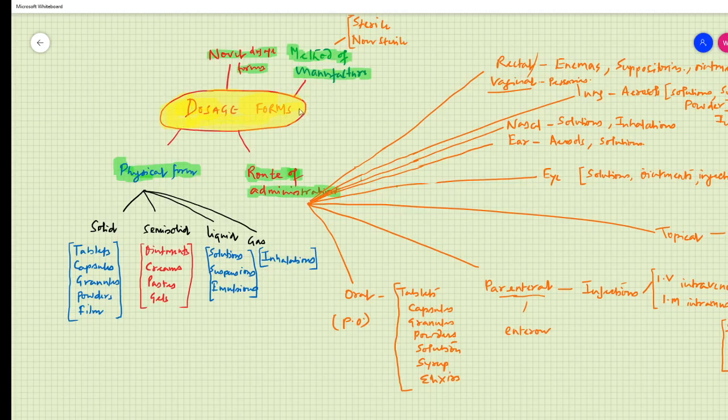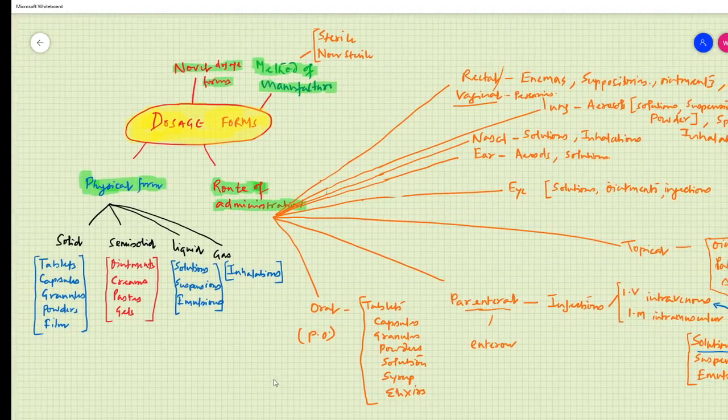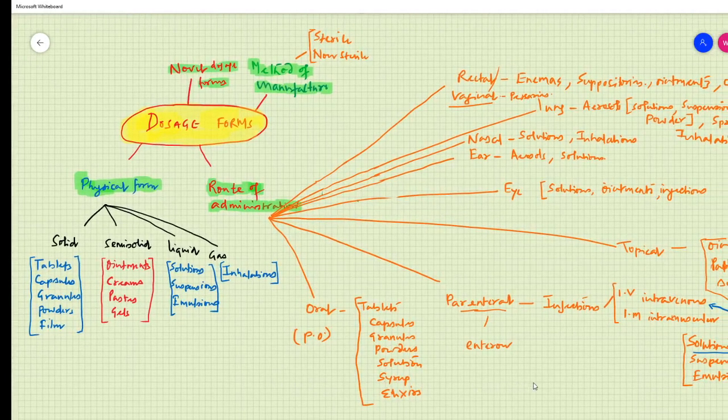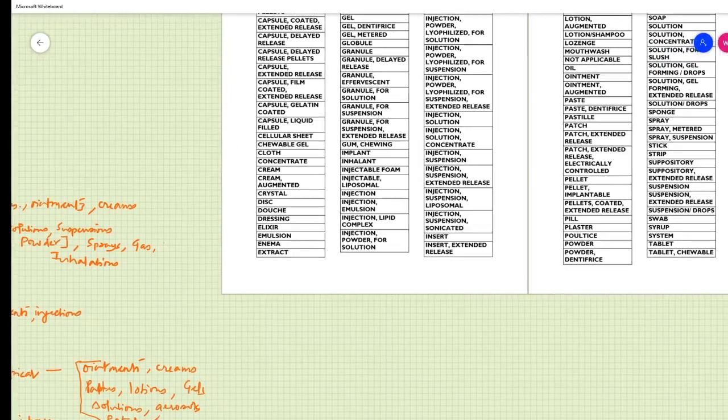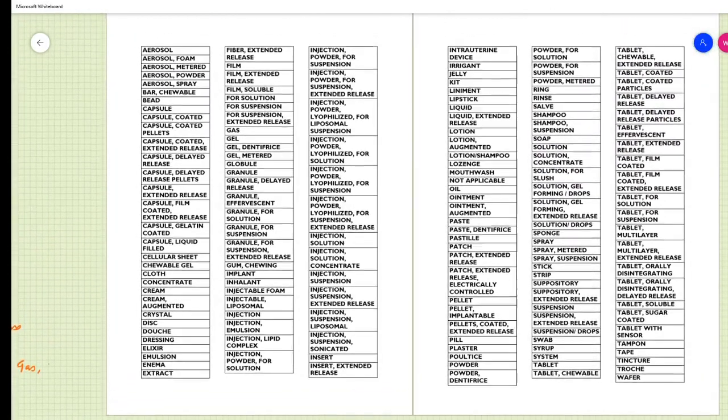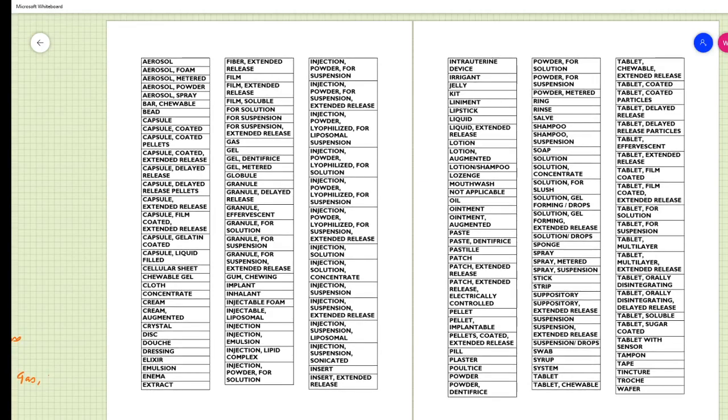Why is this important? So as healthcare providers, we are going to encounter lots of dosage forms. Okay, so the dosage forms which are available commercially, it's a comprehensive list and I have listed it out here. So this is a list of the commercially available dosage forms which as healthcare providers we will be encountering. So this is the official list. Okay. So all these are names of dosage forms which are now commercially available.